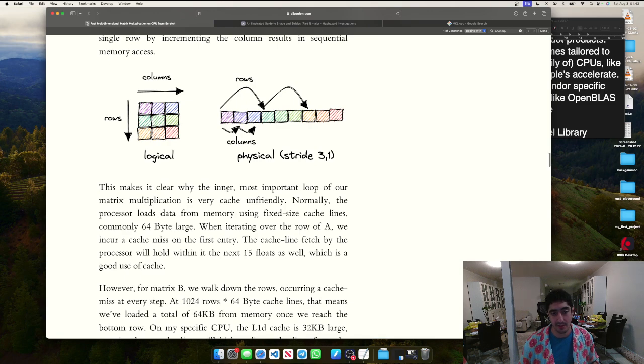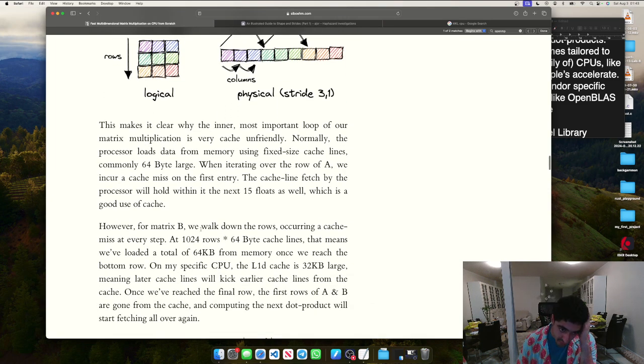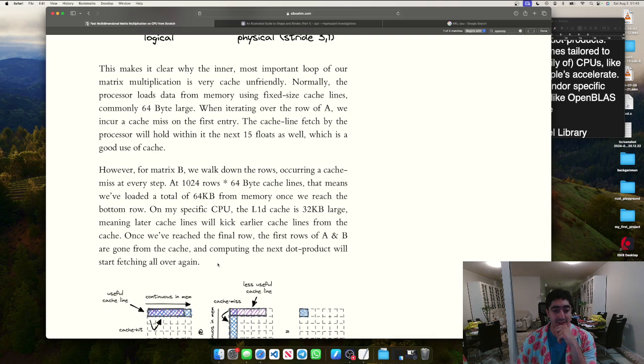This makes it clear why the innermost loop of our matrix multiplication is very cache unfriendly. Normally, the processor loads data from memory using fixed-size cache lines, commonly 64 bytes large. When iterating over the row of A, we incur a cache miss on the first iteration. The cache line fetched by the processor will hold within it the next 15 floats as well, which is a good use of cache. However, for matrix B, we walk down the rows, incurring a cache miss at every step, at 1024 rows times 64-byte cache lines, and this means we've loaded a total of 64 kilobytes from memory once we reach the bottom row.